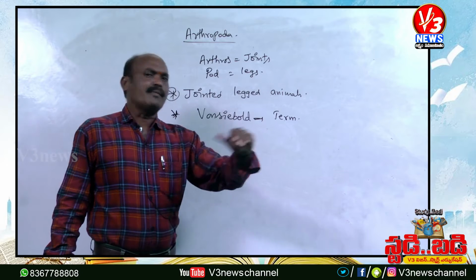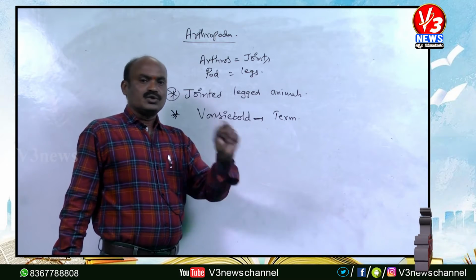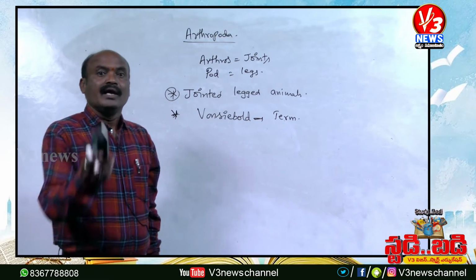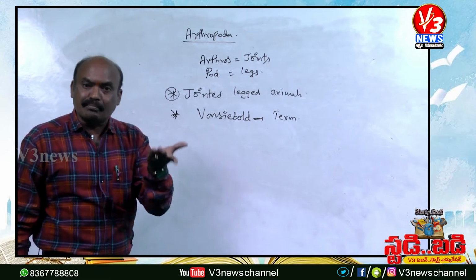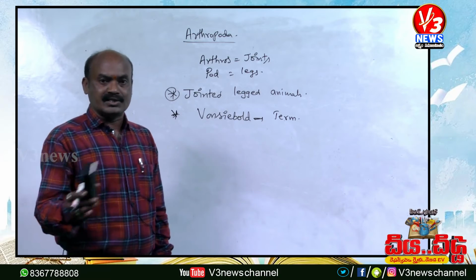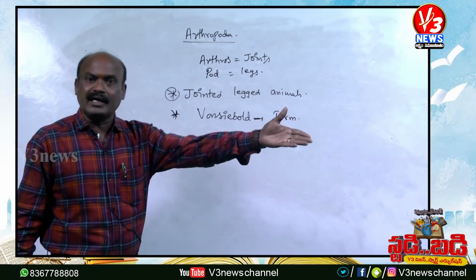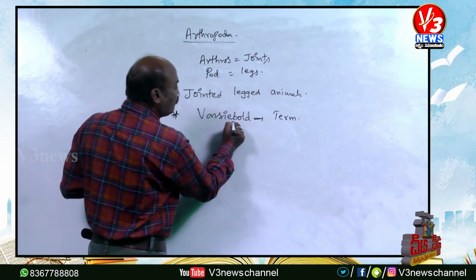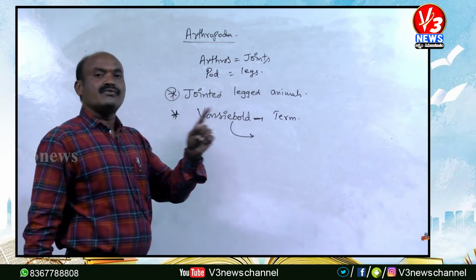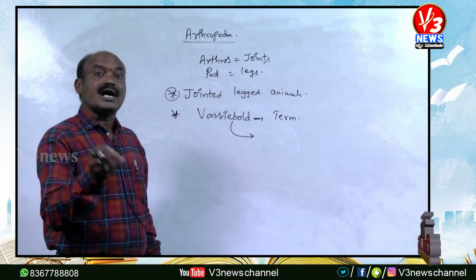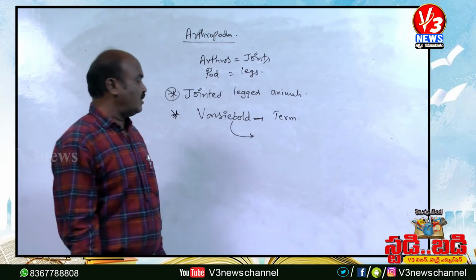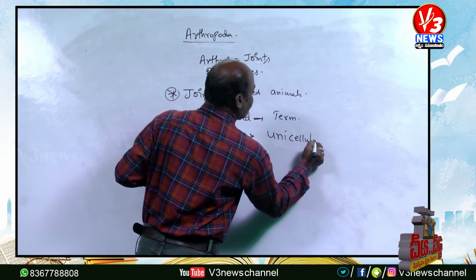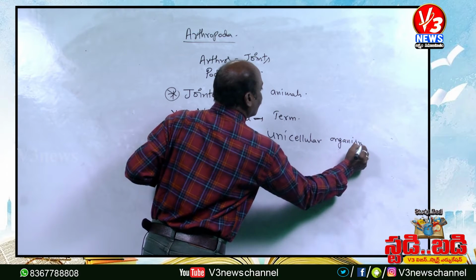Like Lamarck, who has two contributions. One Lamarck contribution is in the genetics area, where he proposed Lamarckism. In the protozoa area, he coined the term biology. And in the invertebrate group, the kingdom Animalia, he coined the term Annelida. In the same way, Van Siebold coined the term Arthropoda. One more contribution of Van Siebold was that he called the protozoans unicellular organisms.